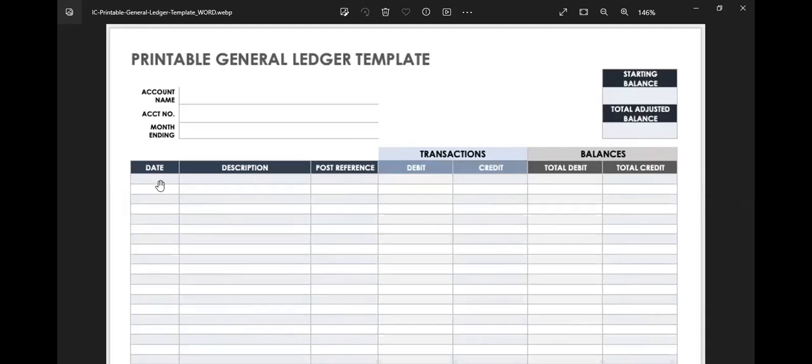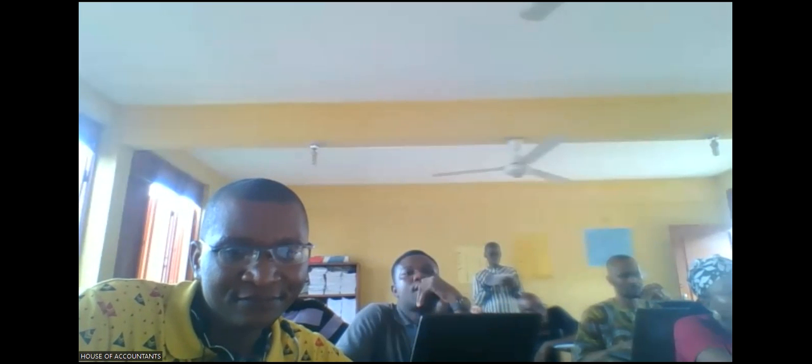So each line item will have its own general ledger. Cash has its own, bank has its own, receivable has its own general ledger. Payable, assets, what again? As many line items as you have, they will all have their different ledgers. I will stop sharing this. We will now practicalize it.